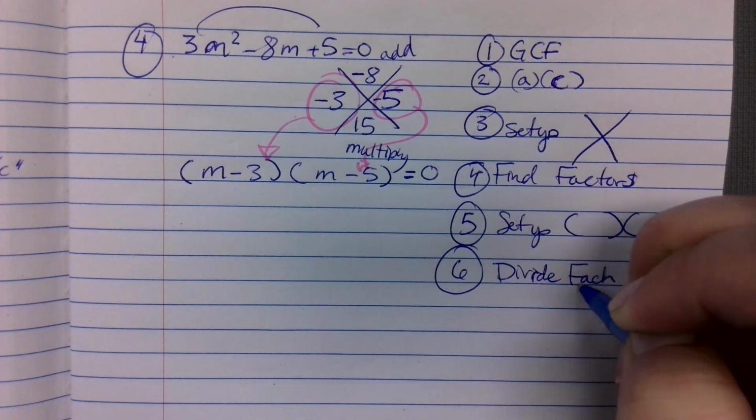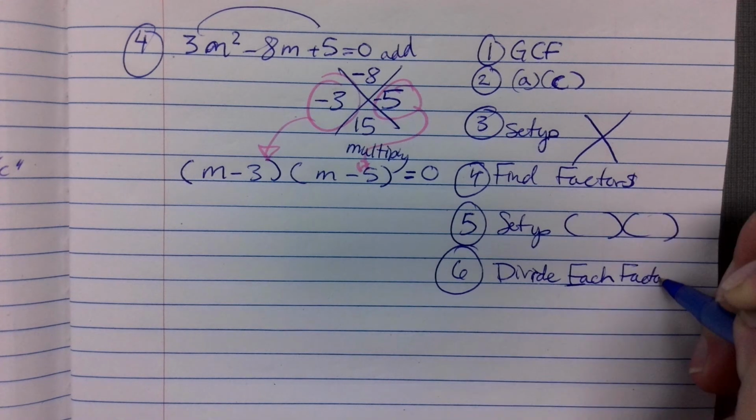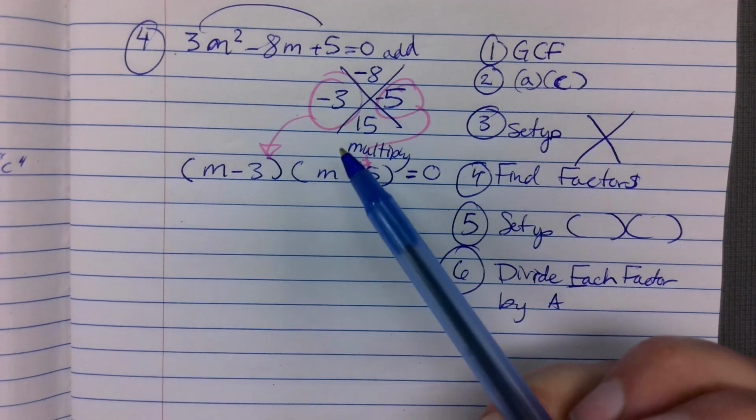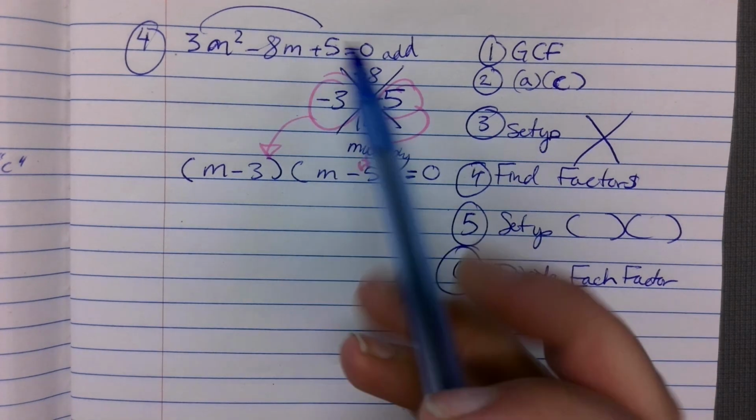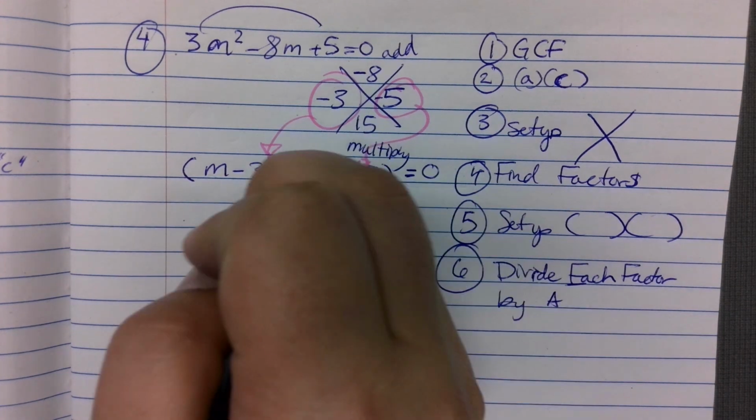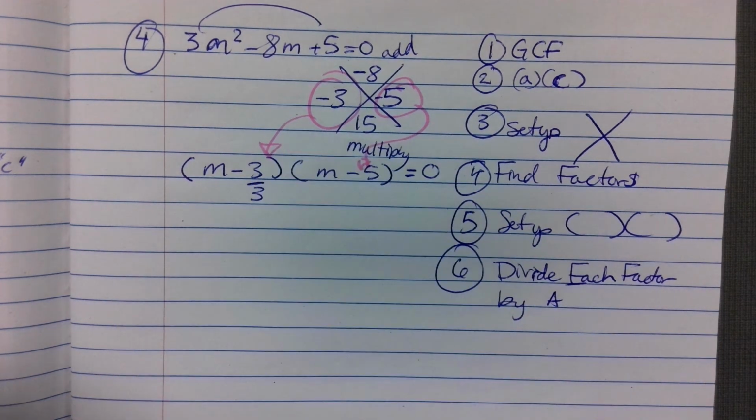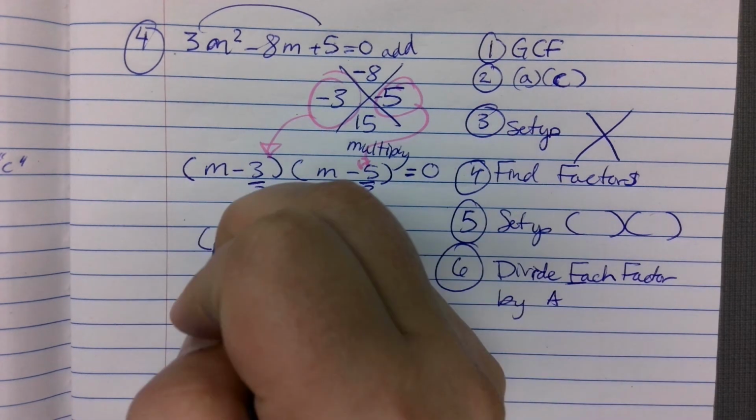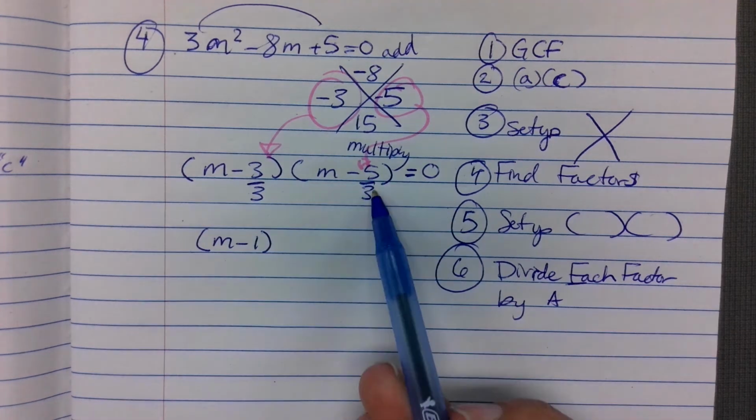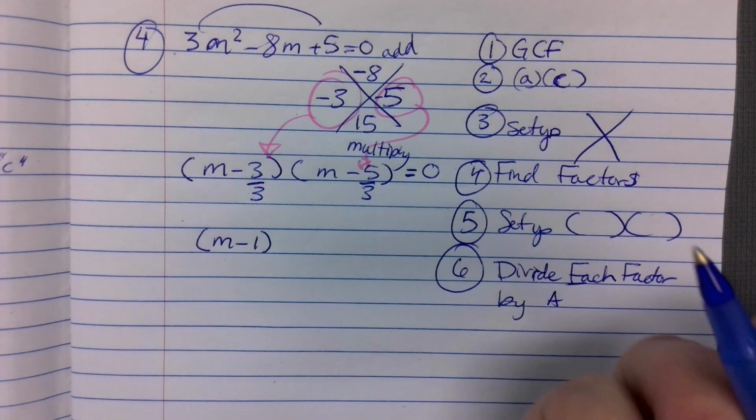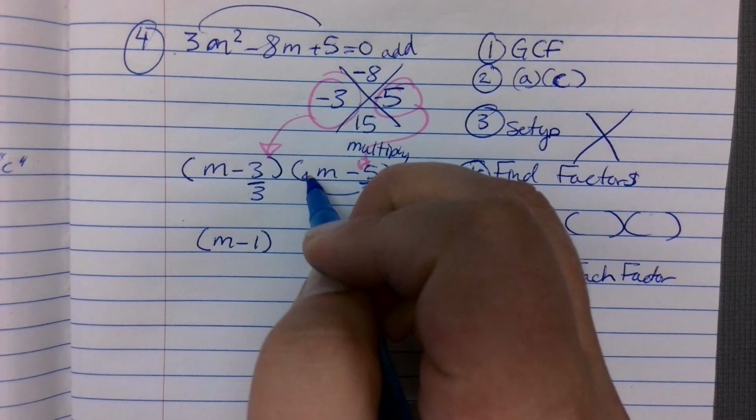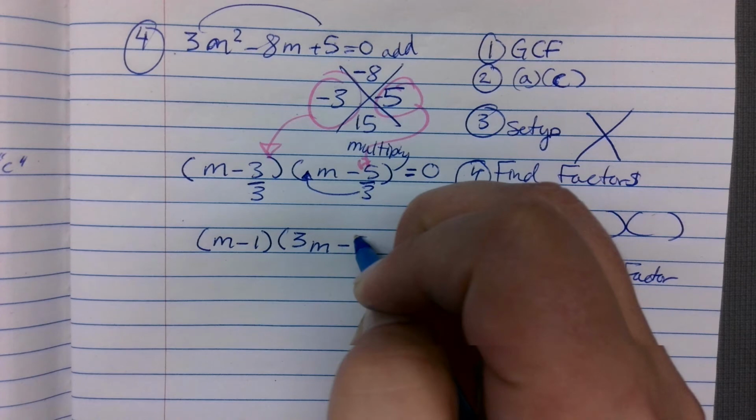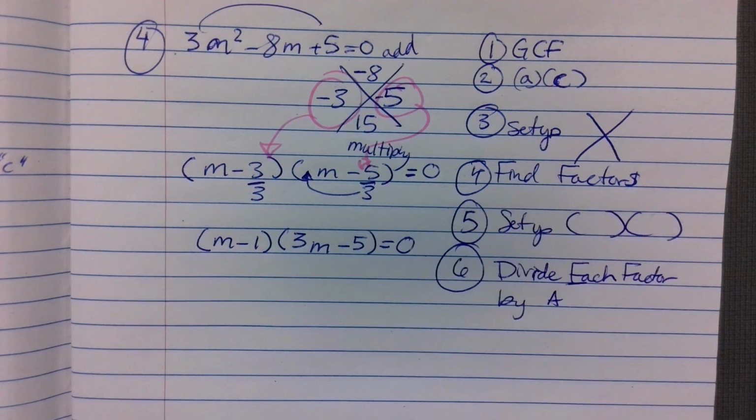factor by A. What I mean by this is since we multiplied by 3, we have to divide these numbers by 3. I'm going to divide by 3. I'm going to divide by 3. This one goes in nicely. Reduce it. This one doesn't, and you're usually going to have one that doesn't. Just put it in front. That's it for your factors.